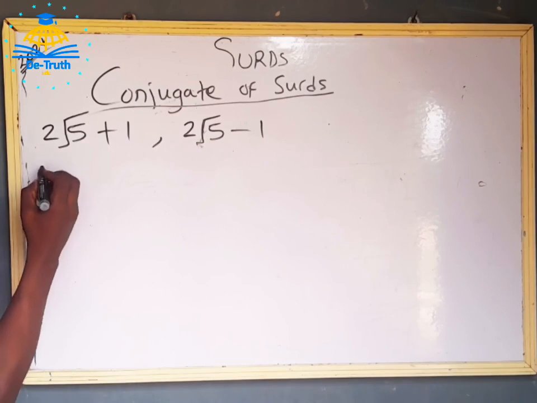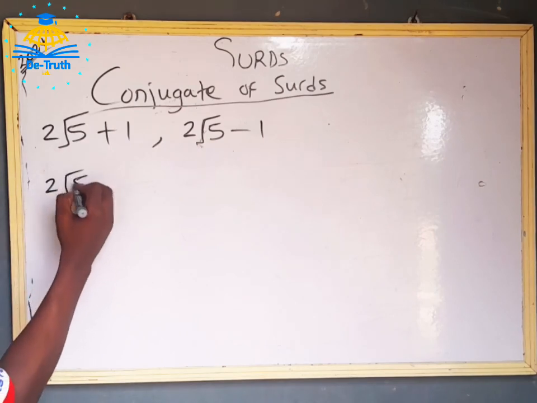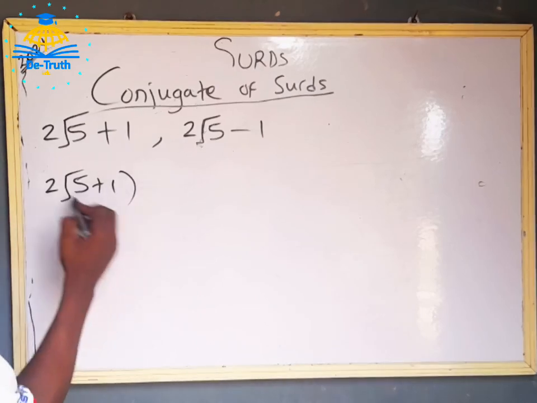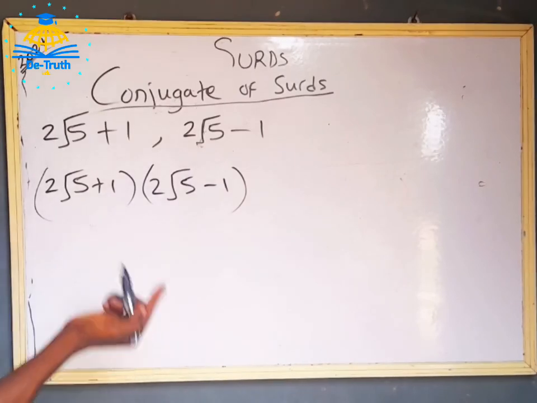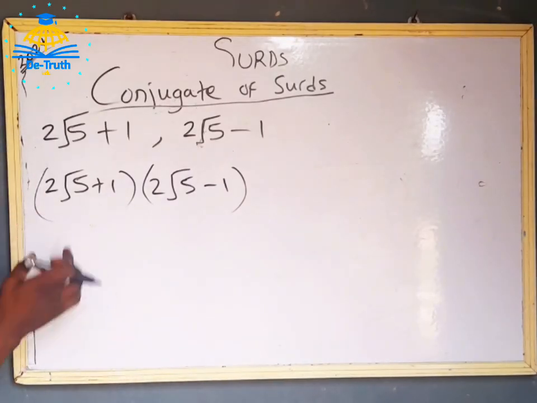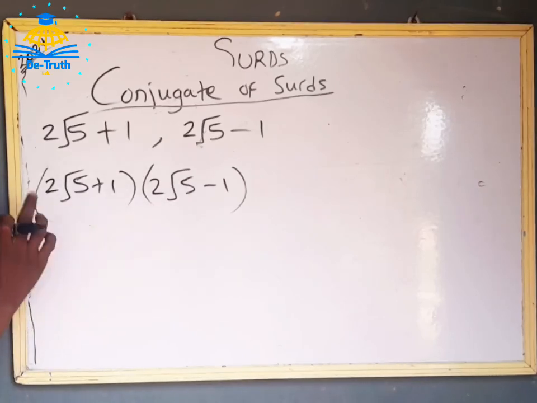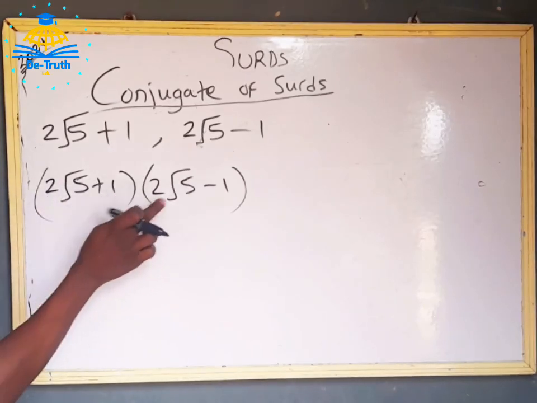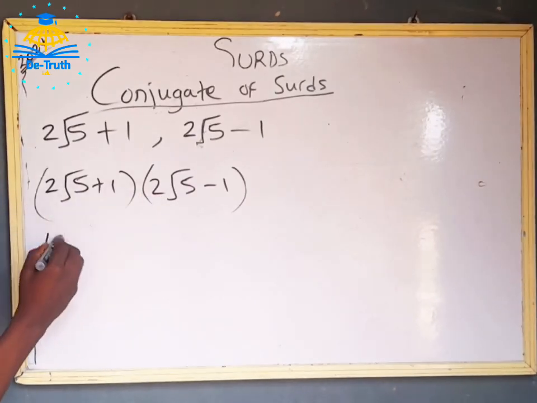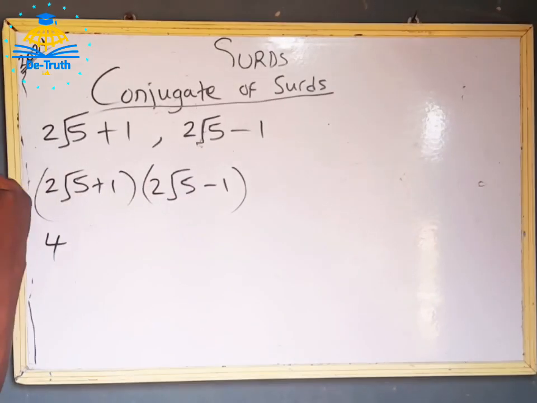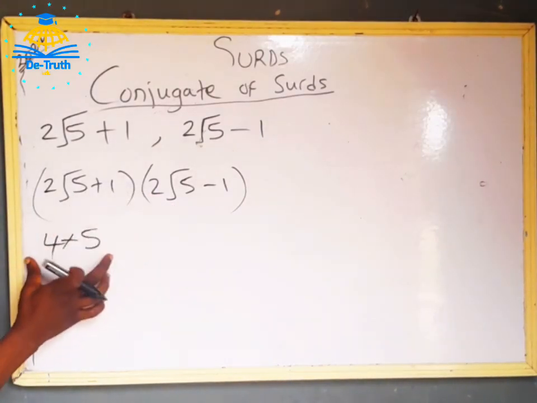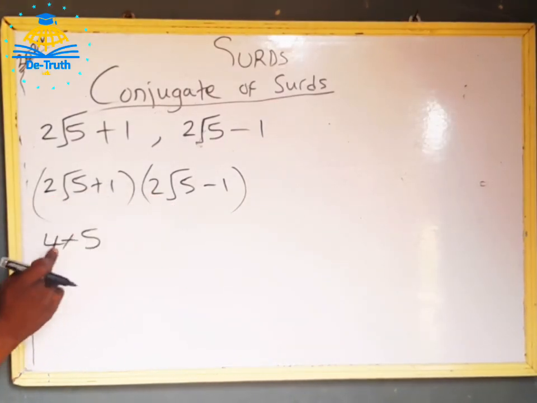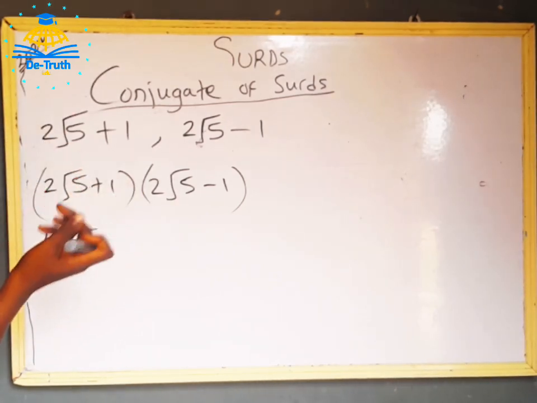So let's check. Let's multiply 2 root 5 plus 1 by 2 root 5 minus 1. The same way we did the last one, we want to multiply the surds in brackets. 2 root 5 times 2 root 5: 2 times 2 is 4, then root 5 times root 5, don't forget the law, is root 25, which is 5. So this gives us 4 times 5.